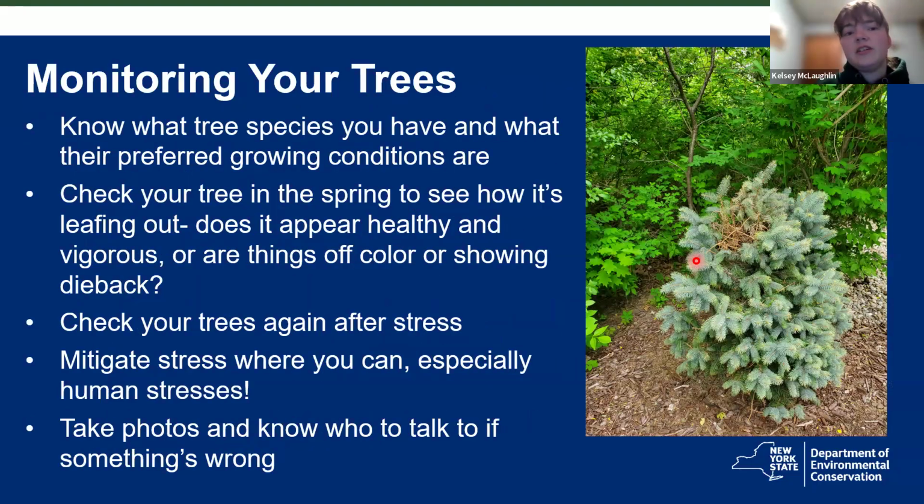So monitoring your trees. Again, I know we're all busy people, but even just knowing what tree species you have and knowing what their preferred growing conditions are can go a long way towards mitigating stress.